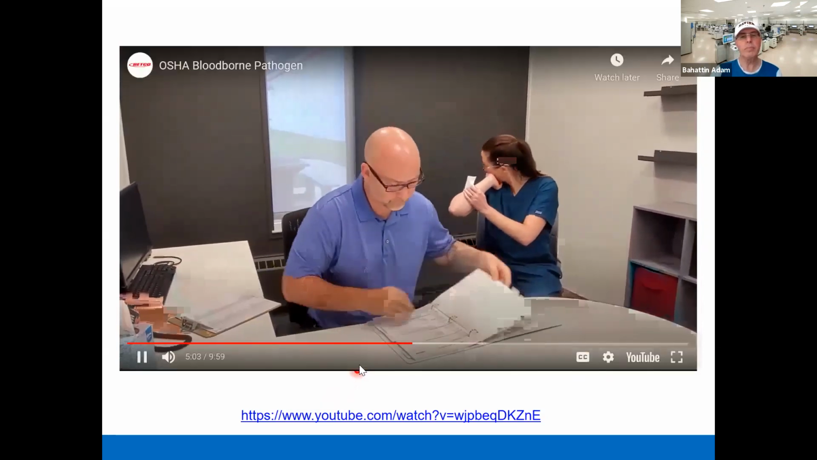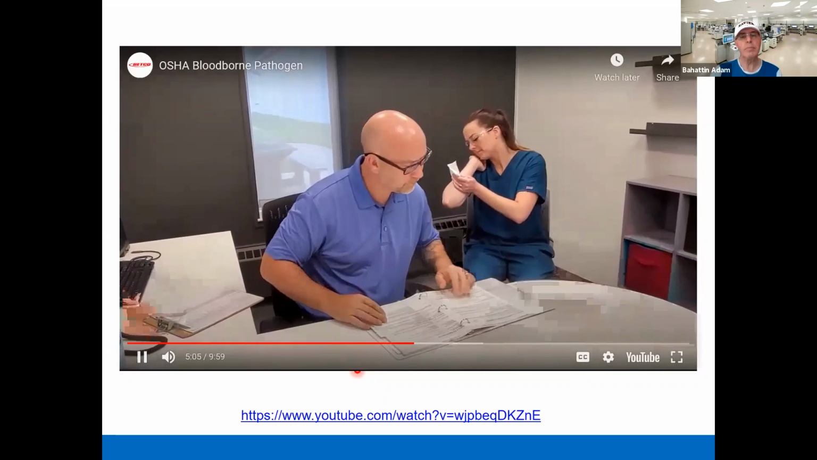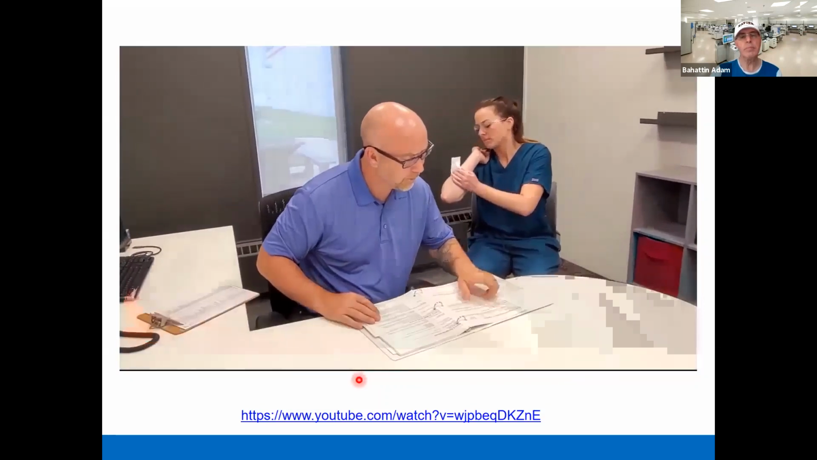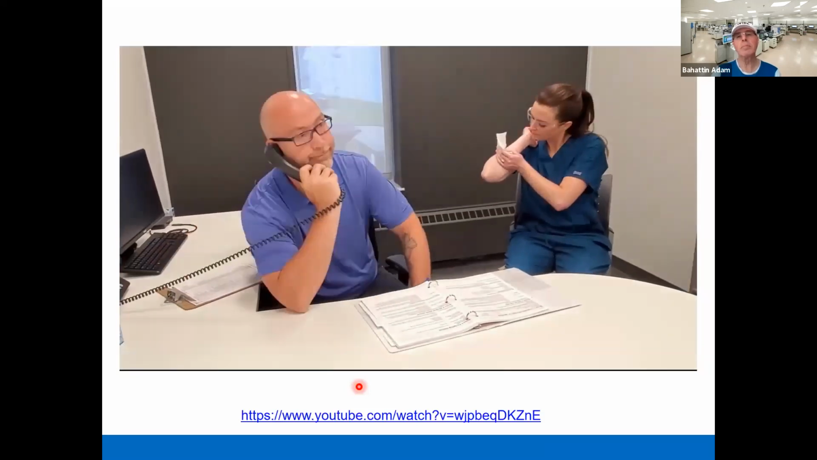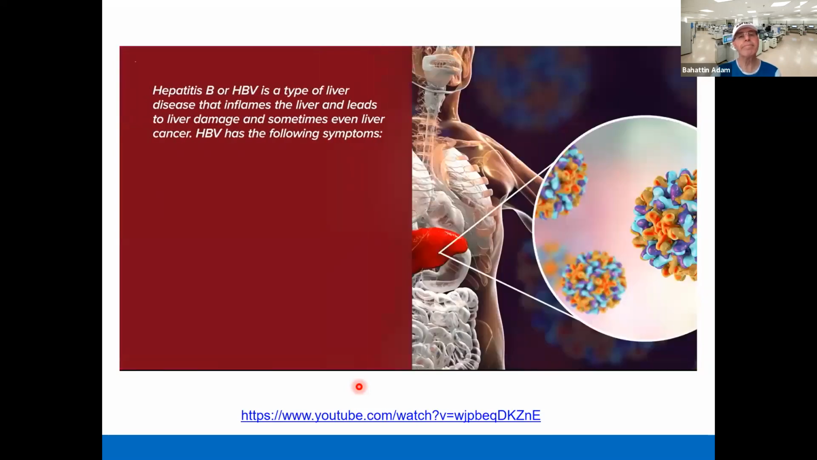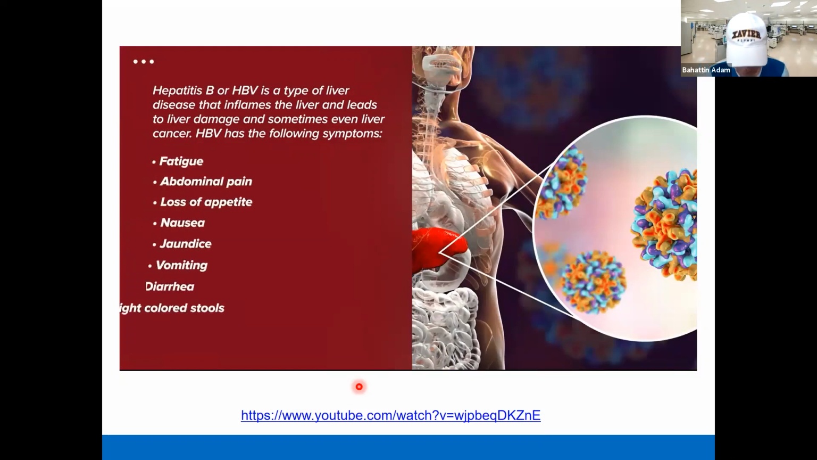on exposure protocol. Also, notify your physician. Once an exposure occurs, be sure to pay attention to your health and watch for any symptoms that are related to HIV or HBV. Hepatitis B, or HBV, is a type of liver disease that inflames the liver and leads to liver damage and sometimes even liver cancer. HBV has the following symptoms: fatigue, abdominal pain, loss of appetite, nausea, jaundice, vomiting, diarrhea, light-colored stools, and dark urine.